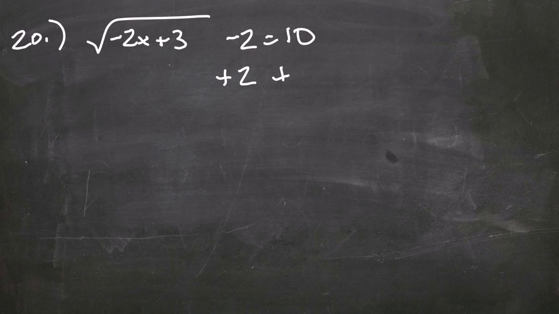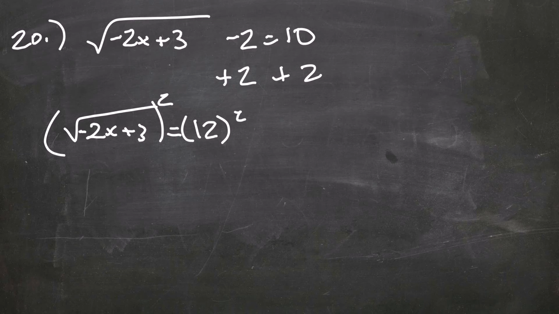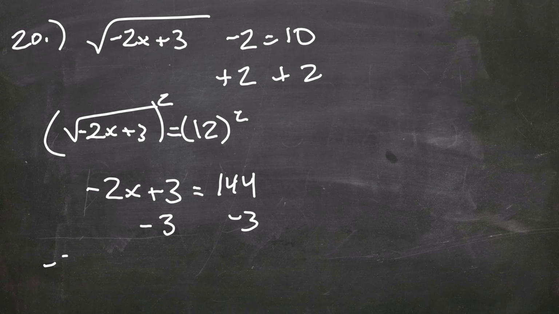Alright, 20. I have negative 2 out of jail. I have to get rid of that first because I need to isolate the radical. So I get the square root of negative 2x plus 3 equals 12. Square both sides. I get negative 2x plus 3 equals 144. Now, I subtract 3 from both sides. I get negative 2x equals 141.